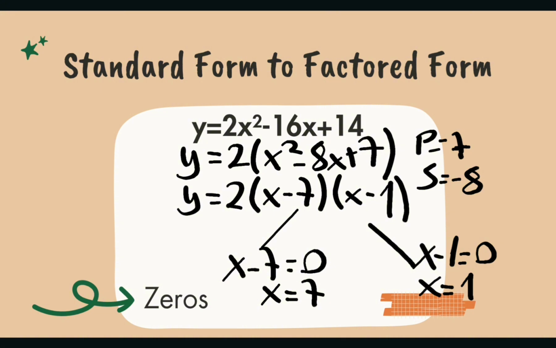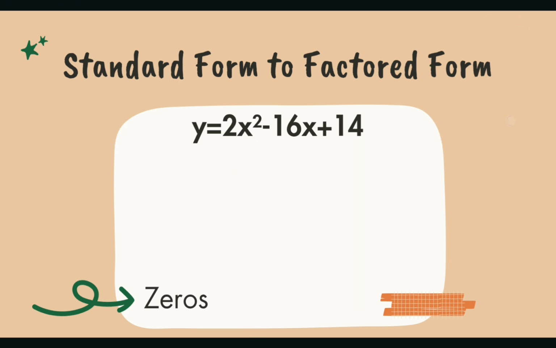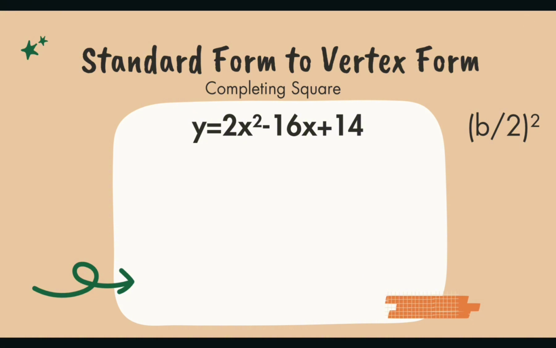So our zeros are (7, 0) and (1, 0). Let's continue. When converting from standard form to vertex form, complete the square. y equals 2x squared minus 16x plus 14. We again put it in brackets too. But we also put the first two terms in brackets and leave 14 out.